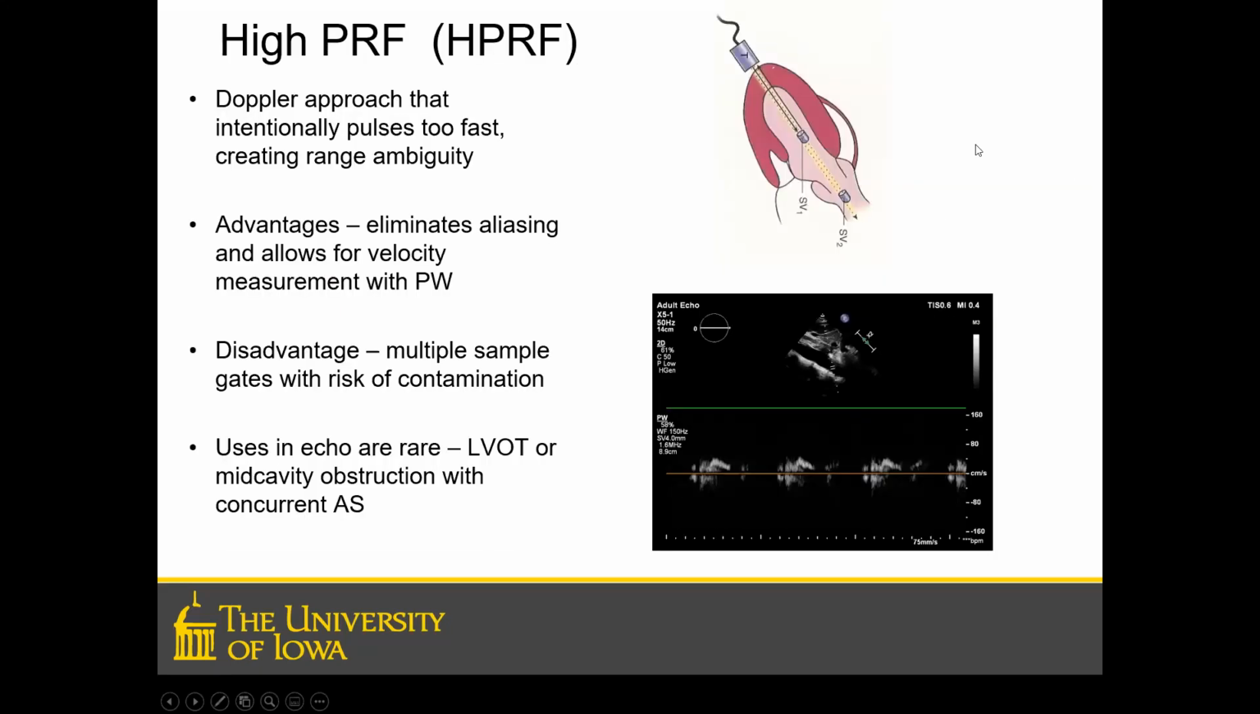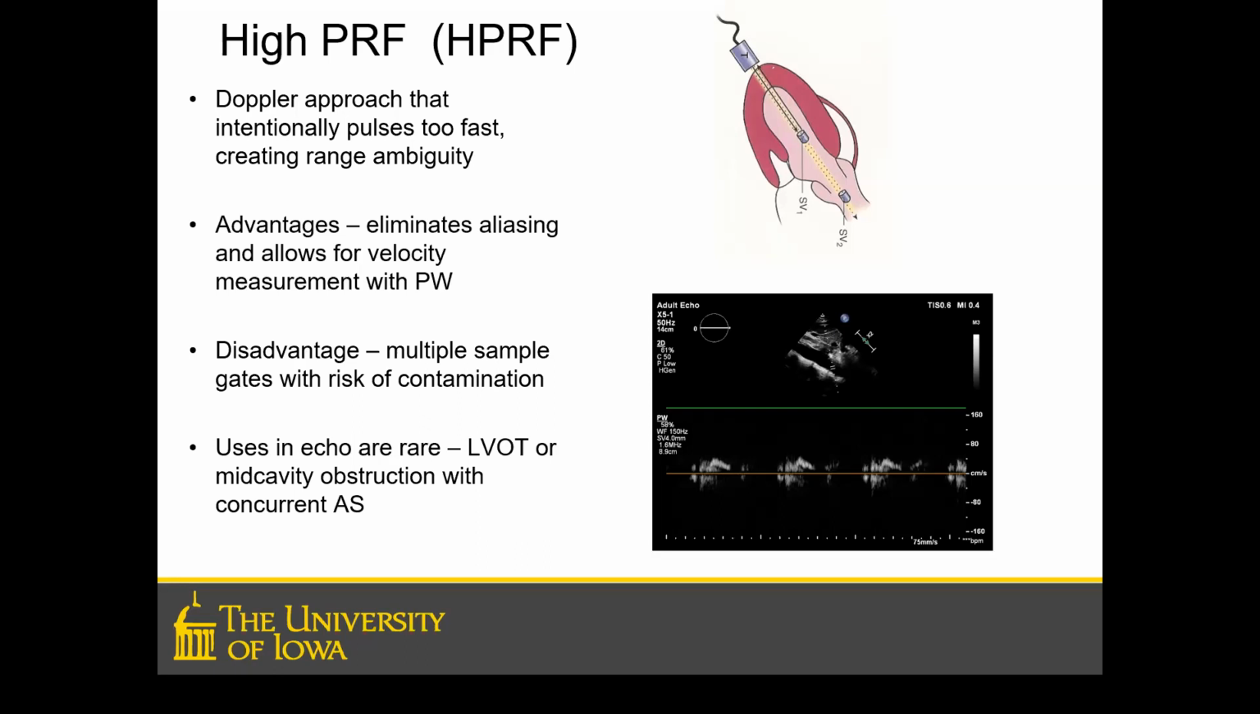You will not see high PRF used very much, if at all, but I do think it's important for you to know what it's about. Typically on the equipment, we have it disabled so that we only turn it on when we need to, so we don't go into high PRF by accident. This is when you're in pulse wave Doppler and you increase the PRF to a point that you have range ambiguity. Range ambiguity means you don't know the depth information.